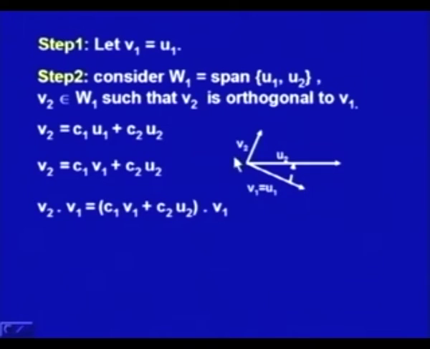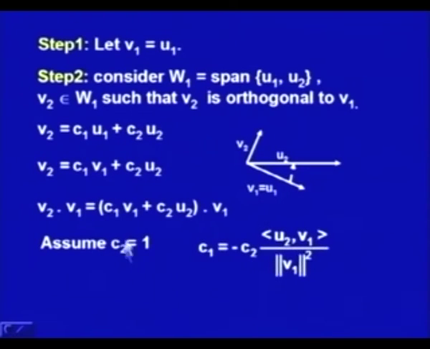This is the geometric interpretation. We have u1, we have the u2 vector, they are not necessarily orthogonal, but from a linear combination of u1 and u2 we can find a vector v2 which is orthogonal to u1. So, this equation helps us in obtaining v2. So, what we do is we solve this: c1 is equal to minus c2 times the inner product of u2 and v1 divided by the norm of v1 squared, and if we take c2 equal to 1, then this vector v2 can be obtained as u2 minus the inner product of u2 and v1 divided by the norm of v1 squared, times v1.